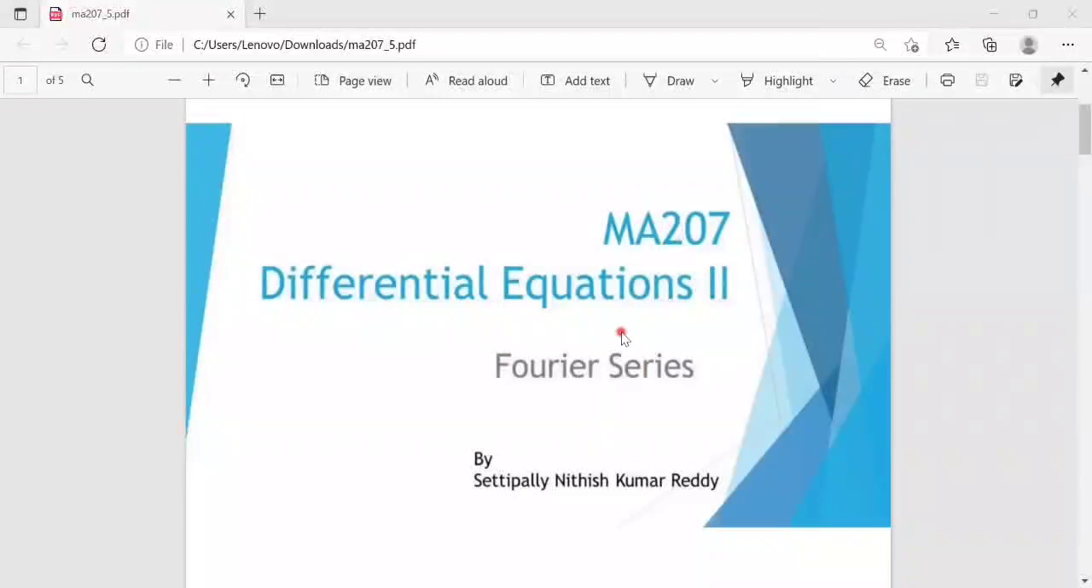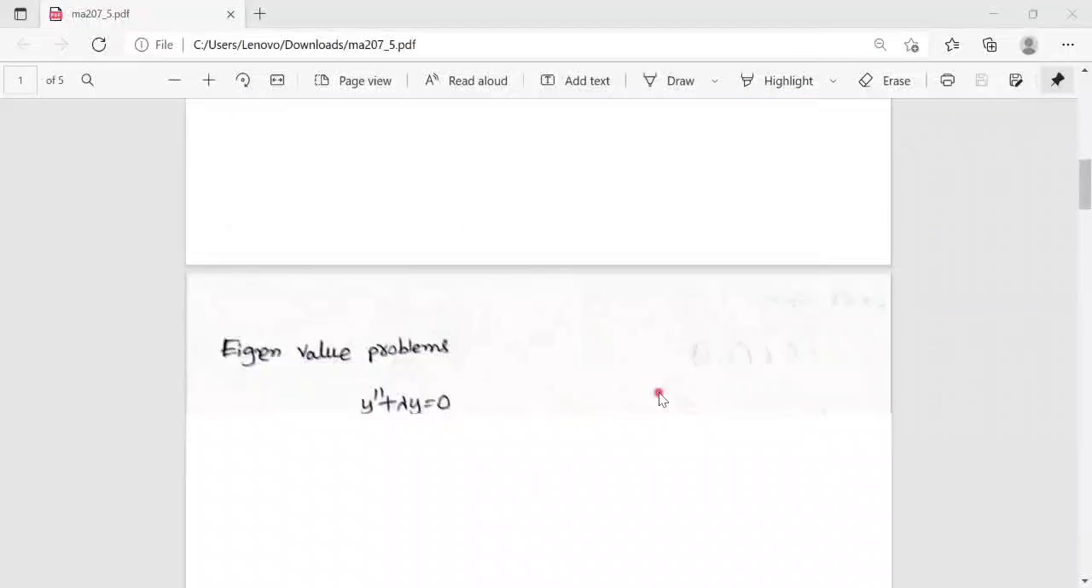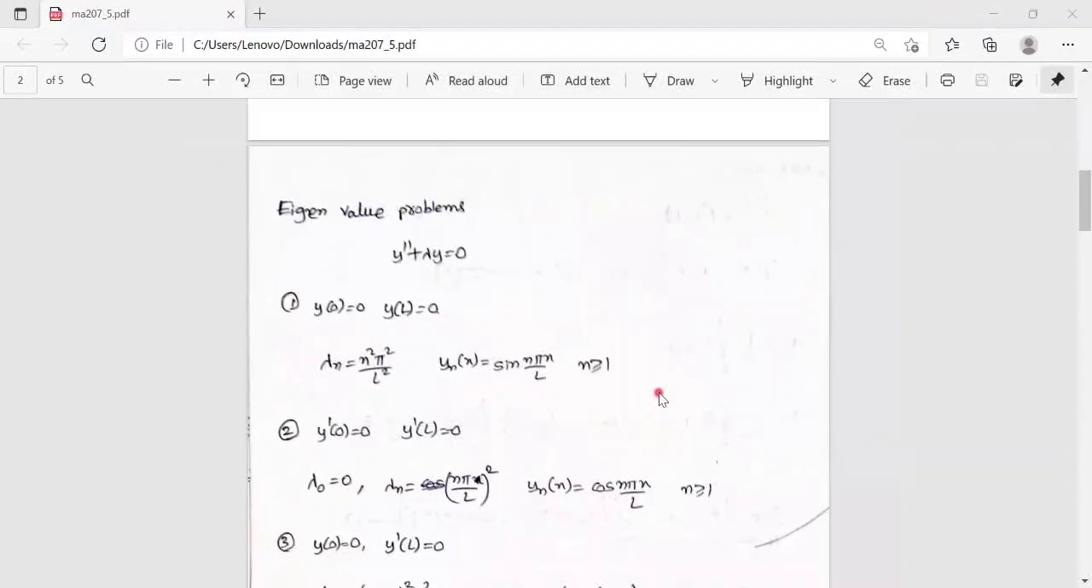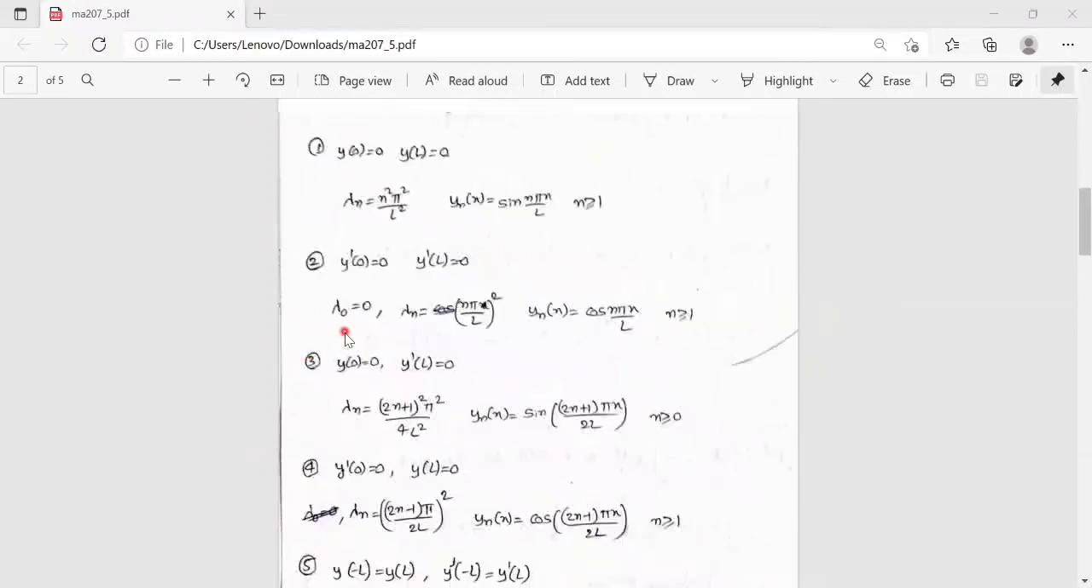Hi, in this video we are going to discuss Fourier series. Before that, we solve the eigenvalue problem, that is, the solution for this equation y double dash plus lambda y is equal to 0. The permissible values of lambda are called eigenvalues. It depends upon different boundary conditions. There are 5 types of boundary conditions.